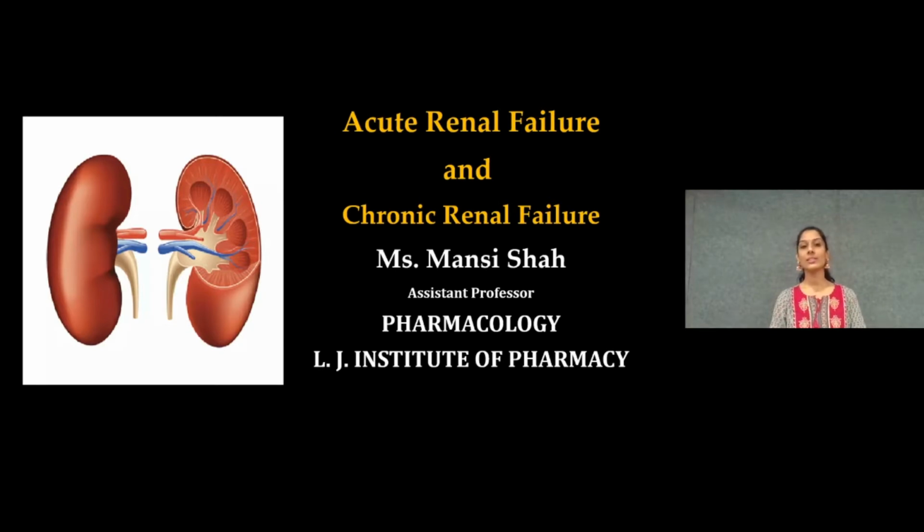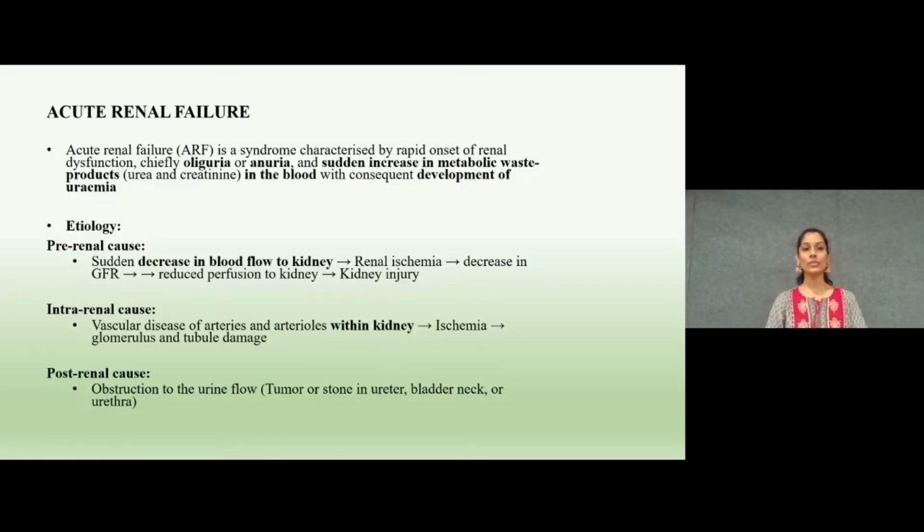So today our discussion session will be on acute renal failure and chronic renal failure. So first of all, what is acute renal failure? Acute renal failure is a syndrome characterized by rapid onset of renal dysfunction, chiefly oliguria or anuria, and there is a sudden increase in metabolic waste products, that is urea and creatinine, in the blood, with consequent development of uremia.